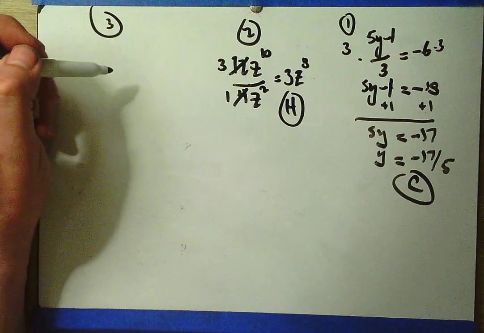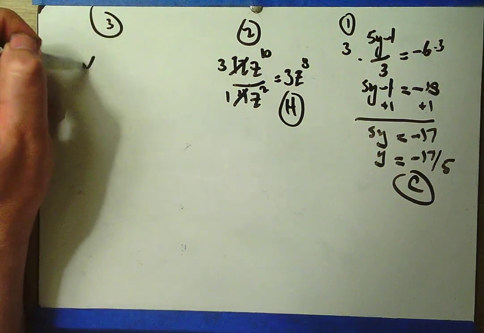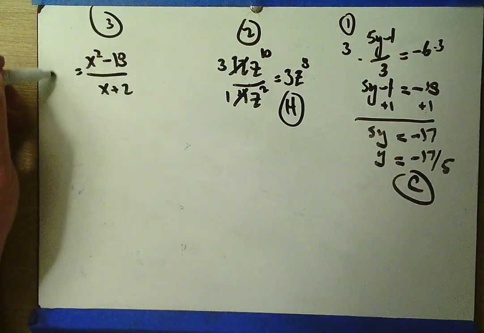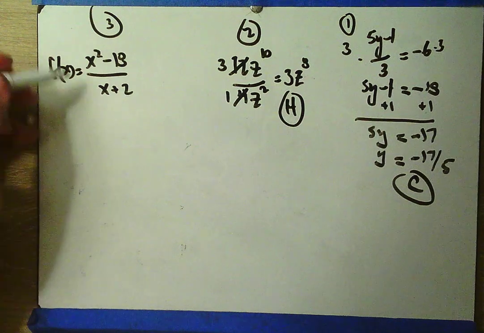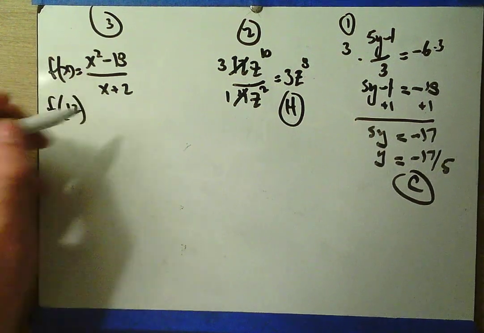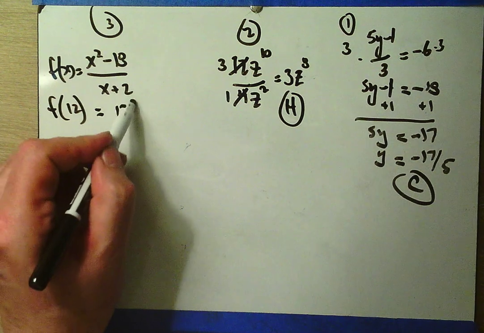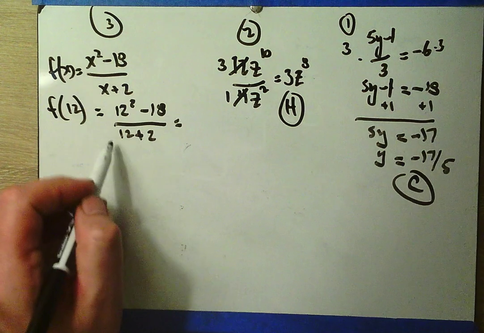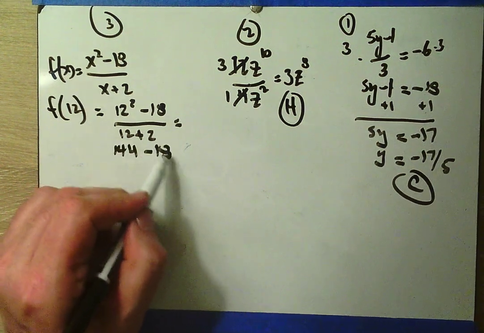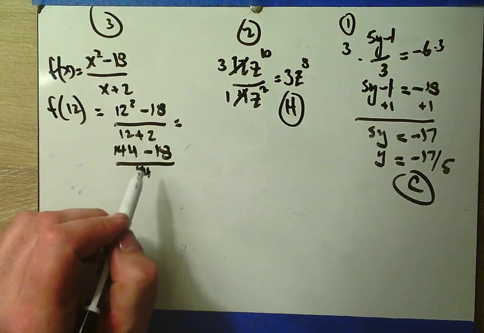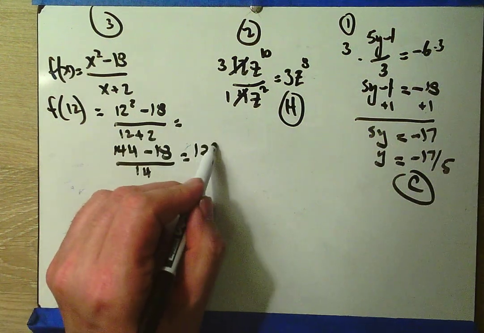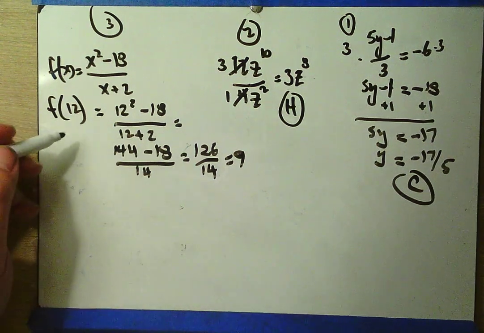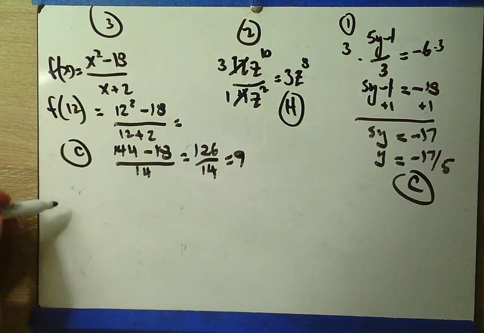Number 3. We've got f of x is (x squared minus 18) over (x plus 2). And we're asked to find f of 12. That means we plug a 12 in for all the x's. That gives me (144 minus 18) over 14. That's 126 over 14, which is 9. So f of 12 is 9, and that's choice C.